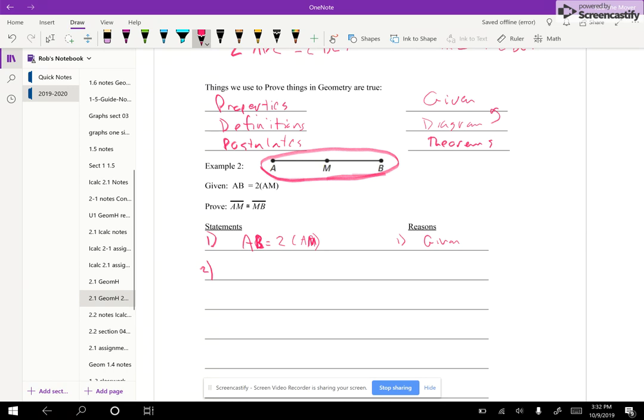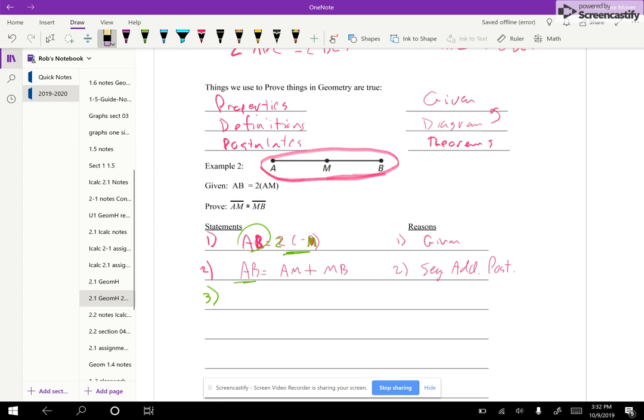Okay, now what we're going to do is say that AB equals AM plus what? Plus MB. That's the segment addition postulate. You can abbreviate that segment addition post. Okay. Now that gets those two things involved. Now look, I've got AB equal to this from the given. AB equals 2 times AM, right? AB equals 2 times AM.